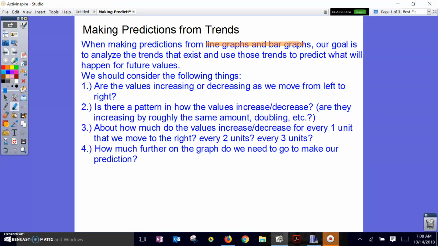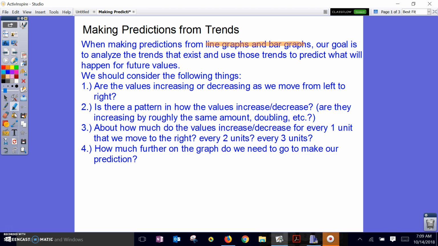Is there a pattern in how the values increase or decrease? Are they increasing by roughly the same amount, indicating a linear trend rate? Or are they doubling, or are they decreasing by the same amount? What kind of pattern exists in what's going on with our trend?